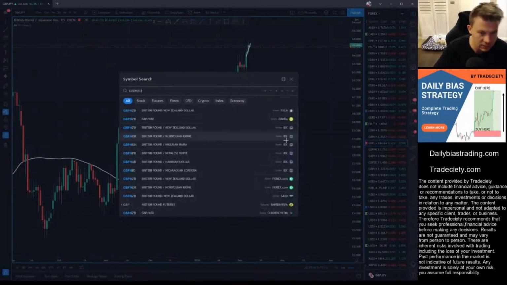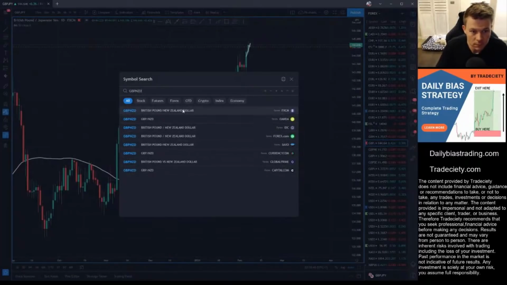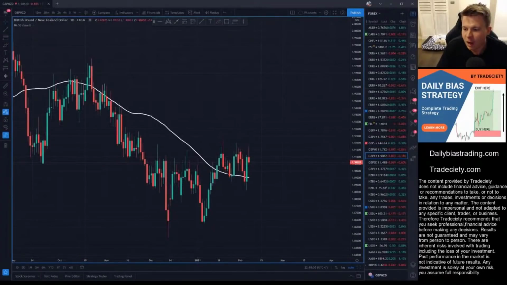Let's take a look. Heathcliff, British Pound, New Zealand. By the way, how many Germans do we have in here? Jeder, der Deutsch ist, einfach mal kurz melden, damit ich mal sehe, wie viele Deutsche wir hier haben. British Pound, New Zealand. On a daily, this is nothing here. It's stuck in this range. You can see that.